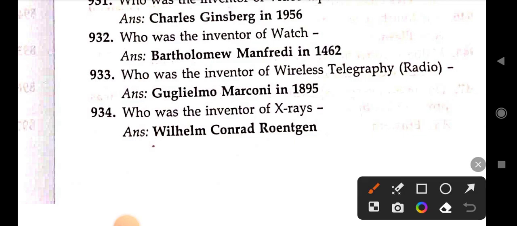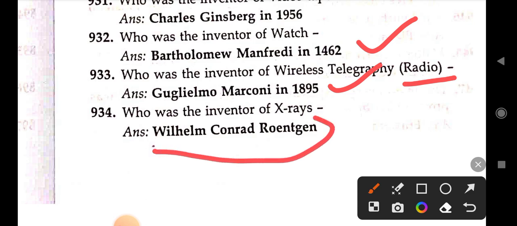Next. Who was the inventor of watch? Right answer is Bartholomew Manfredi in 1462. Who was the inventor of wireless telegraphy, radio? Guglielmo Marconi in 1895. Who was the inventor of X-ray? Wilhelm Conrad Roentgen.